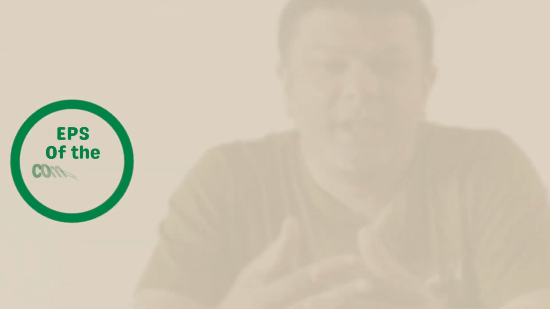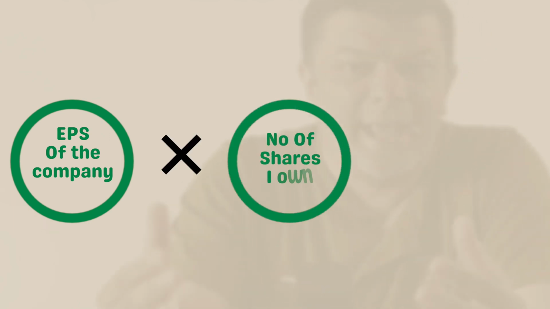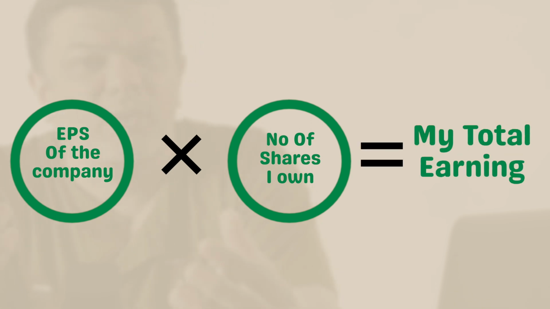What it does is, it takes the earnings per share of the company, trailing 12-month earnings, and then multiplies it by the number of shares that I own, and then it totals for all the stocks that I have in my portfolio. So that comes out as total earnings.